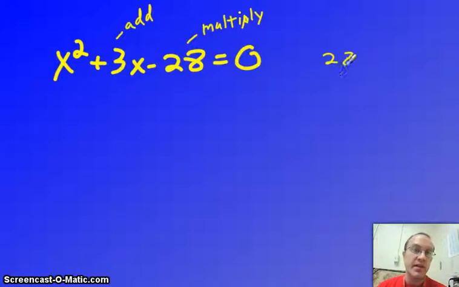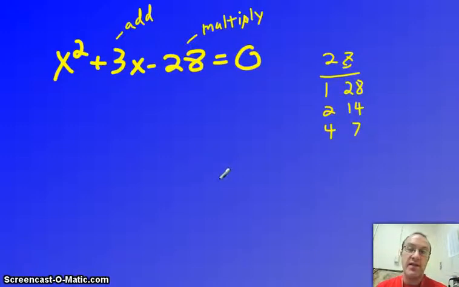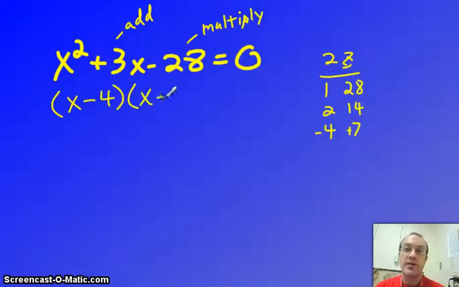Just thinking about 28, not negative, I know that would be 1 and 28, 2 and 14, 3 doesn't go into 28, but 4 times 7. Now in this case I need it to be negative 28, so I need one of them to be negative, and I need them to add up to 3. Well, what would work is negative 4 and positive 7. So when I go to factor here, those are going to come into my factors. It'll be x minus 4 and x plus 7.